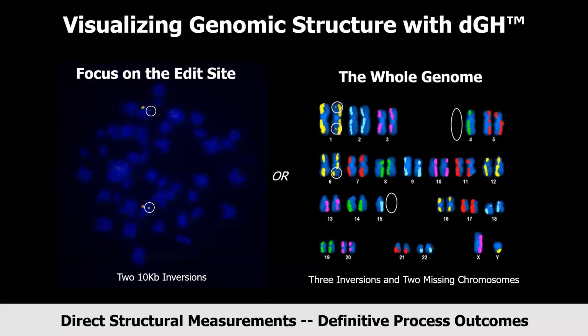At Chromatid, we focus on direct measurement of genomic structure using our directional genomic hybridization, or DGH, platform. We work with many leading genome engineering companies to visualize genomic structural features from a few kilobases to the entire genome.